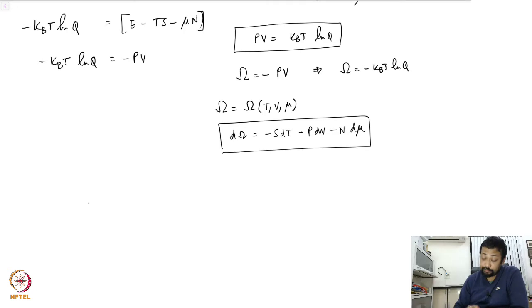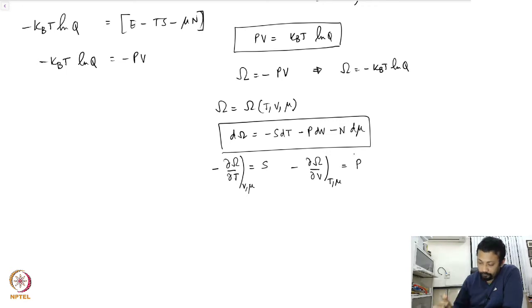Recall from your thermodynamics what the differential in omega looks like, so that del omega del T, with V and mu held constant, is minus of the entropy. Del omega del V, with T and mu held constant, is minus of P, and del omega del mu, minus of that, is going to be N. Right, so I have three relations.